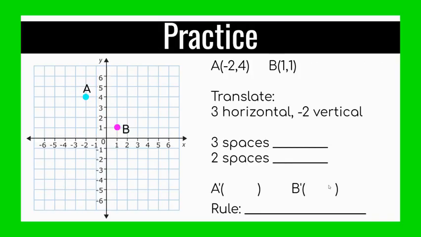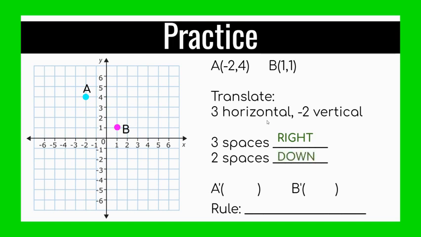Alrighty, here we go. We have the points A is at -2, 4, and B is at 1, 1. I'm going to translate both of these 3 horizontal and -2 vertical. Since that 3 on the horizontal is positive, and horizontal means we move left or right, I'm going to move 3 spaces to the right because it's a positive 3. Vertical means we move up and down, and since that 2 is negative, I'm going to move down 2 spaces.